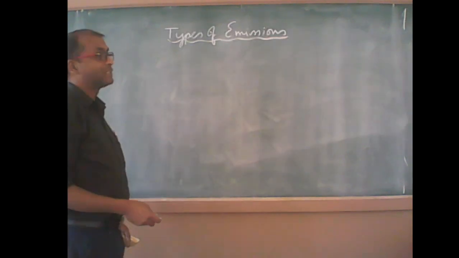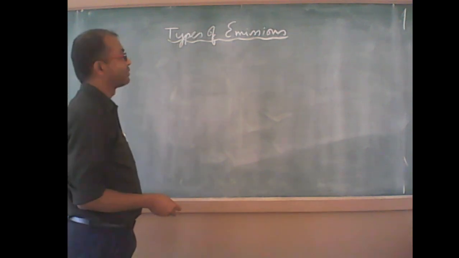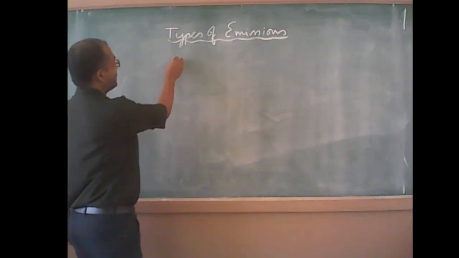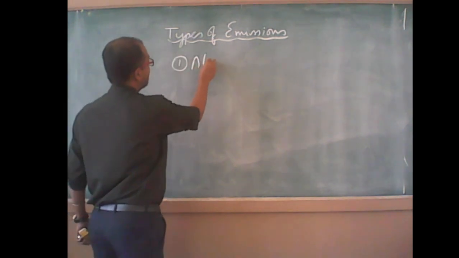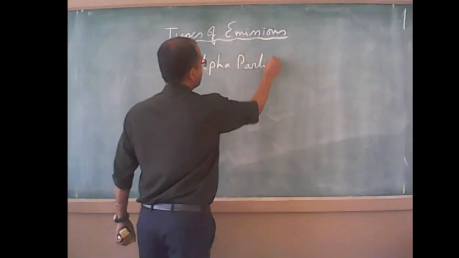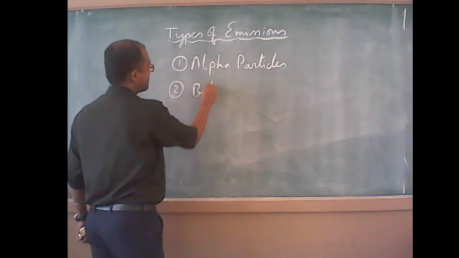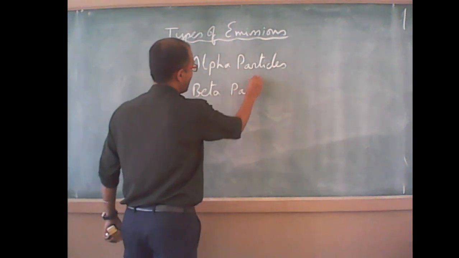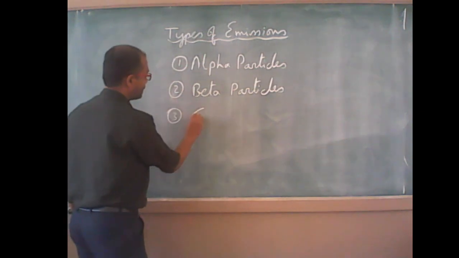So as we have discussed, there are three types of emissions during the phenomenon of radioactivity. Three kinds of particles and radiations are emitted. The first one, the alpha particles. The second, the beta particles. And the third, the gamma radiations.